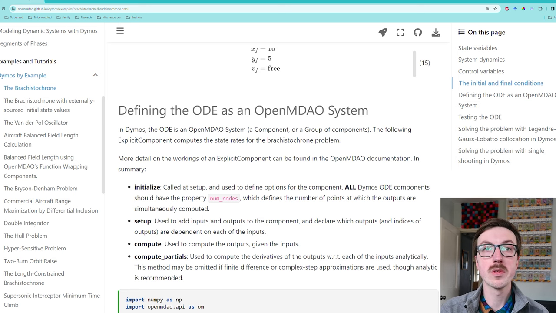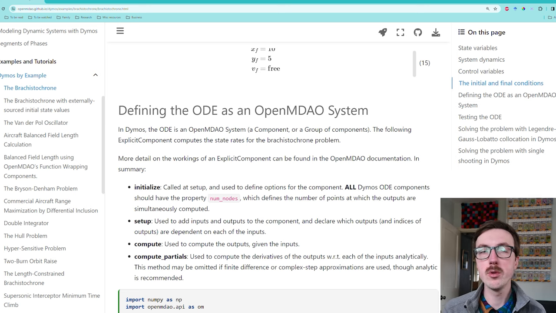If you're already familiar with the OpenMDAO framework, we will follow the exact same procedures that you would for setting up a component. This would be the initialize, setup, compute, and compute partials methods that we would need to define. However, if you're unfamiliar with OpenMDAO, let me take a little bit of time to explain what each of these do. You can think of initialize and setup as sort of telling OpenMDAO what sort of problem you're solving, which inputs and outputs there are, how big they are, things like that.